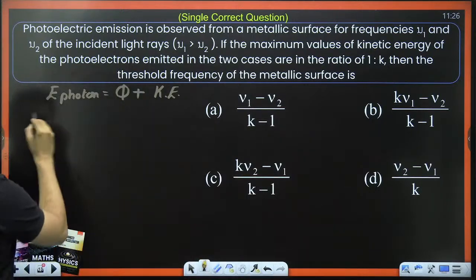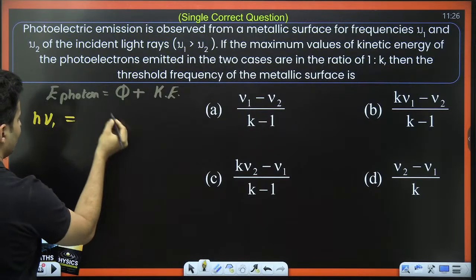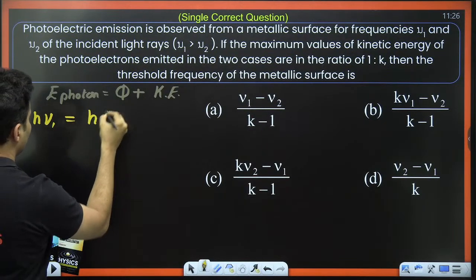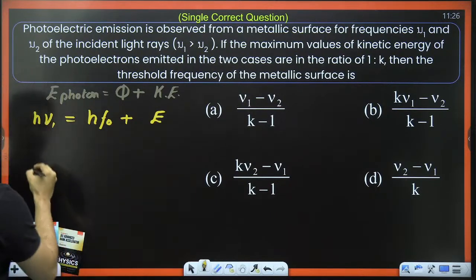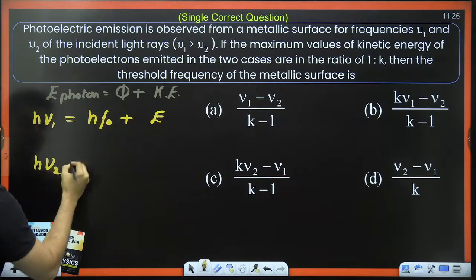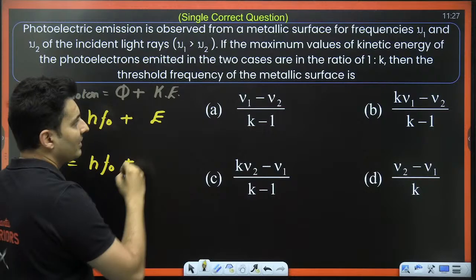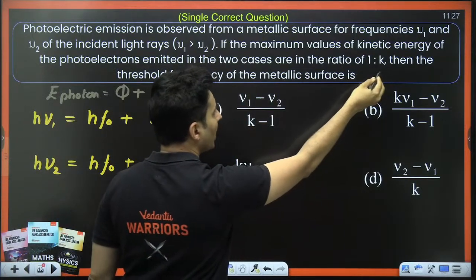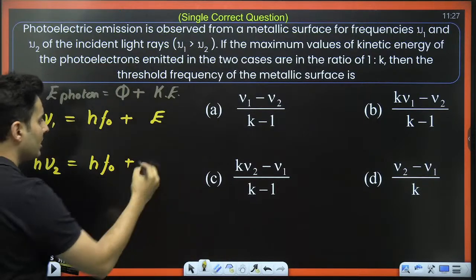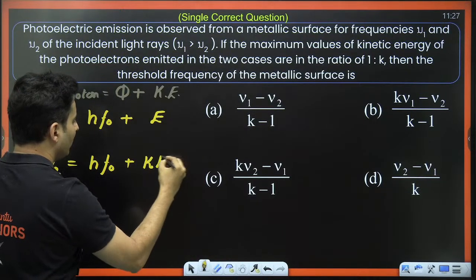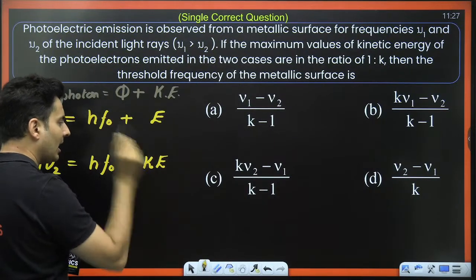So first time the frequency was 𝛎1, work function I can just put as hf0, kinetic energy let me just put as E. Second time the frequency is 𝛎2, work function is obviously the same, but the kinetic energy is in the ratio 1:k. So second time the kinetic energy is k times the older kinetic energy. It is not kE, it's not kinetic energy. It is k times of E.